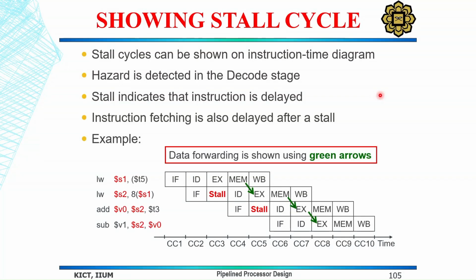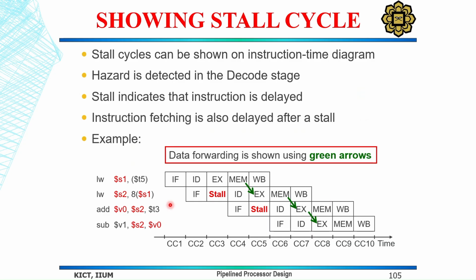Showing stall cycles. Stall cycles can be shown on an instruction time diagram. The hazard is detected in the decode stage. A stall indicates that the instruction is delayed, and the instruction fetching is also delayed after a stall. So basically when we need a stall, it always happens right after instruction fetch. The number of stall cycles depends on the different instructions in the program. The instruction fetch of the next instruction is always in the same cycle as instruction decode of the previous instruction, so it should be right under the instruction decode of the previous instruction.